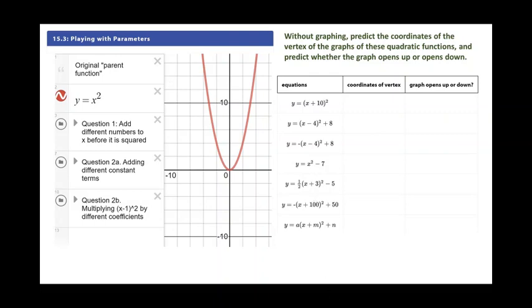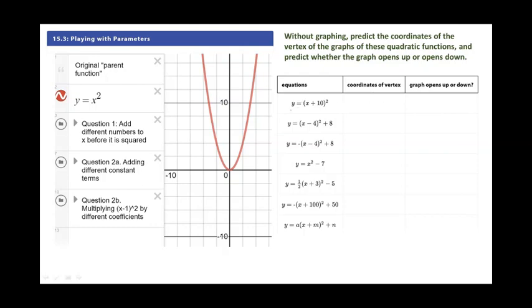Okay, coming back now to our questions in this next activity, playing with parameters. Without graphing, but keeping in mind what we just saw with those graphs, predict the coordinates of the vertex of each graph. And then also predict whether the graph opens up or opens down.